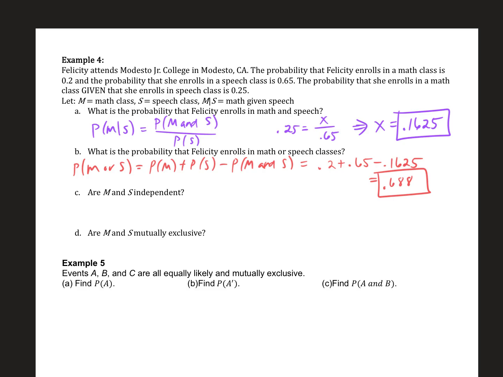Are M and S independent? Well, probability of M and S is 0.1625. Probability of M times the probability of S is 0.2 times 0.65, which equals 0.13. Therefore, no.